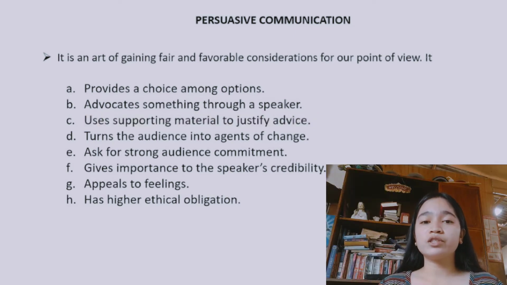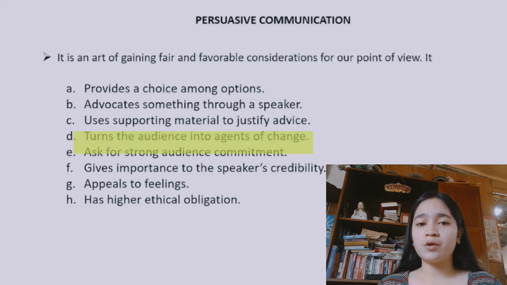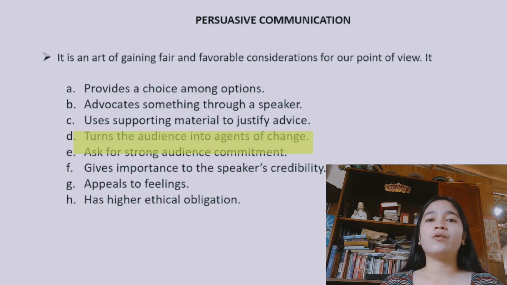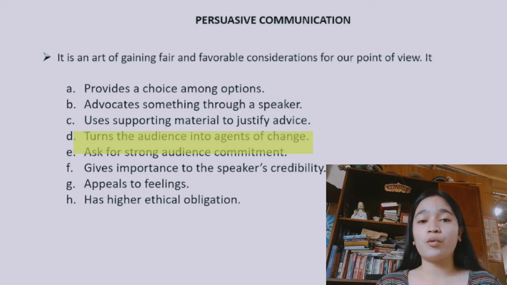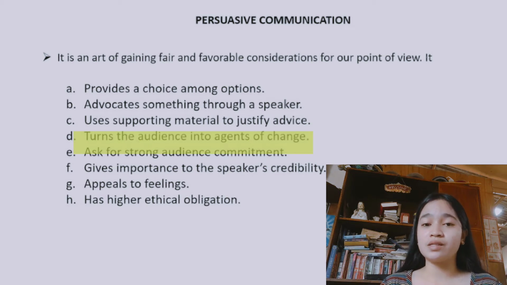It turns the audience into agents of change. Since this is persuasive communication and we use persuasion to persuade people, the audience here turns into agents of change in a way na napapaniwala natin sila, or we can get their support or belief sa argument natin or sa statement natin.